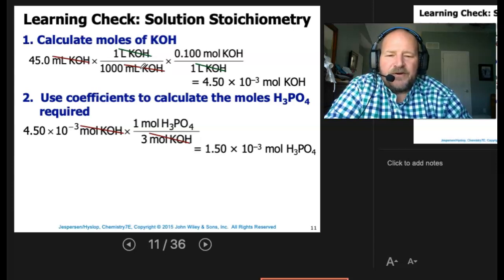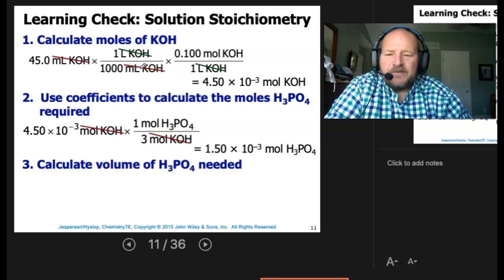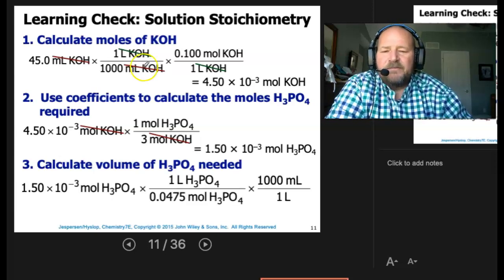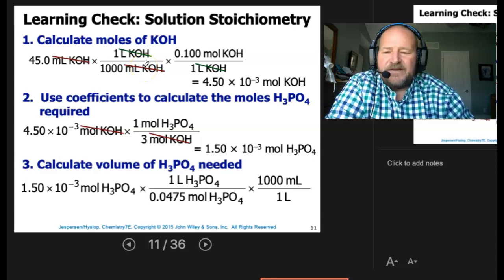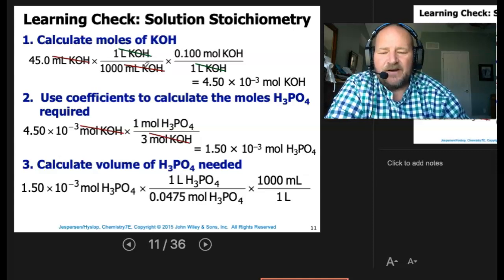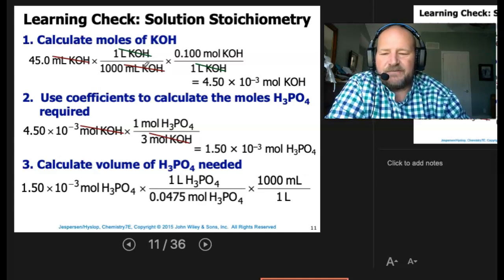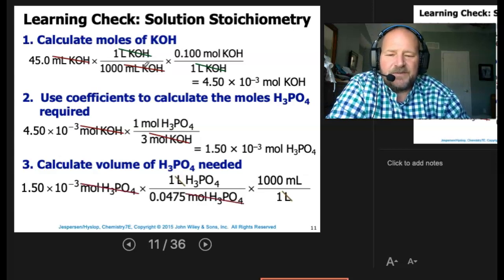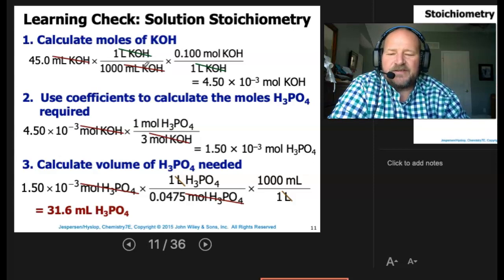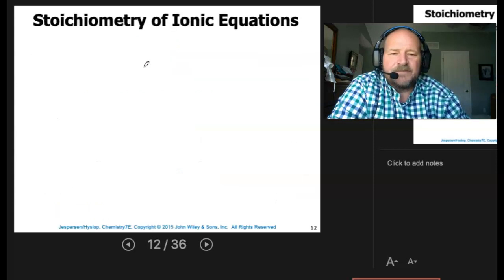And then finally, our third step, which used to be the periodic table, will now be calculate the volume of H3PO4 needed by simply using the molarity they gave us times the amount of moles we just calculated. Of course, we'll divide by the molarity because we're going to multiply by the liters to get rid of the mole and give us milliliters. And here we need 31.6 milliliters of H3PO4.